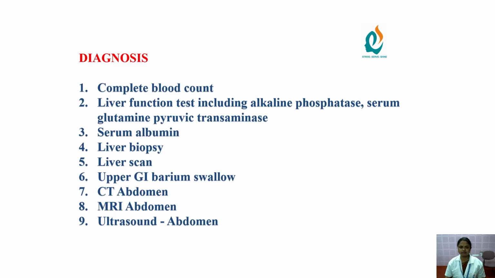And further moving on to the diagnosis for liver cirrhosis, we will do the confirmatory diagnosis with complete blood count, liver function tests including alkaline phosphatase, serum glutamic pyruvic transaminase, serum albumin, liver biopsy, liver scan, upper GI barium swallow, CT abdomen, MRI abdomen, and ultrasound abdomen.